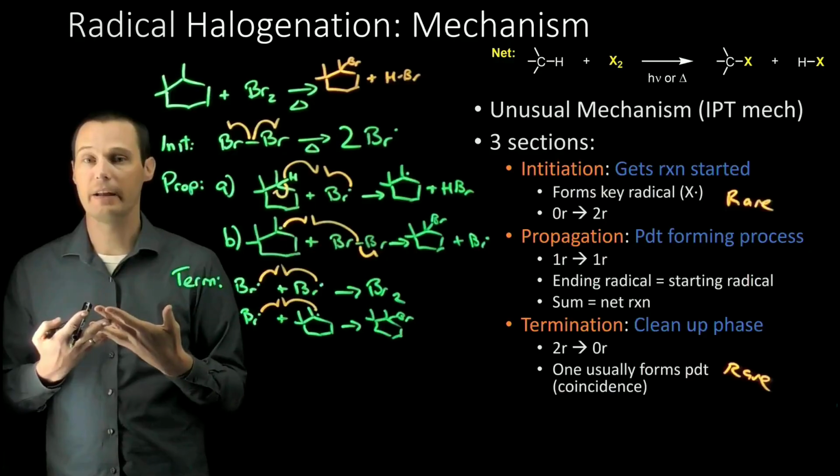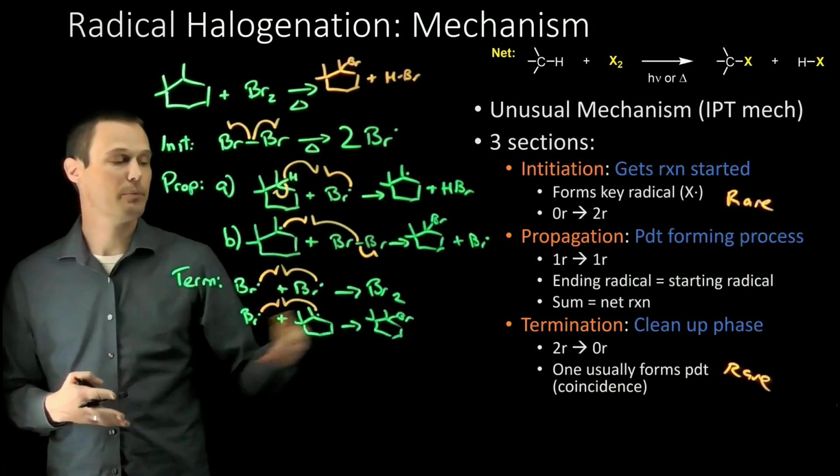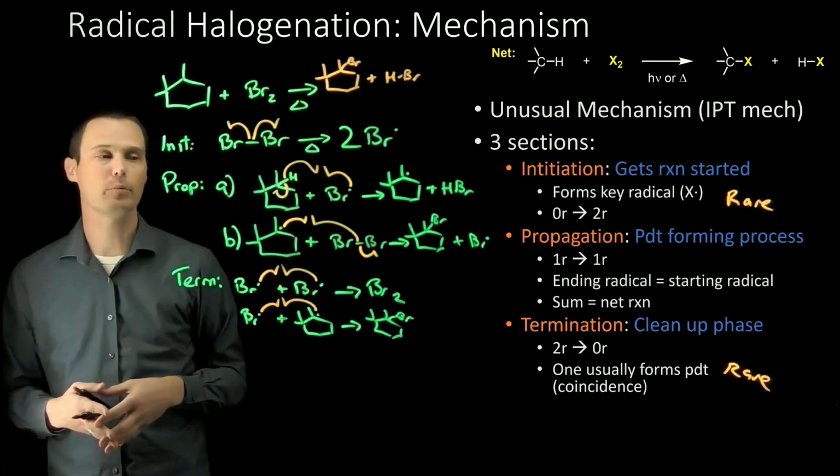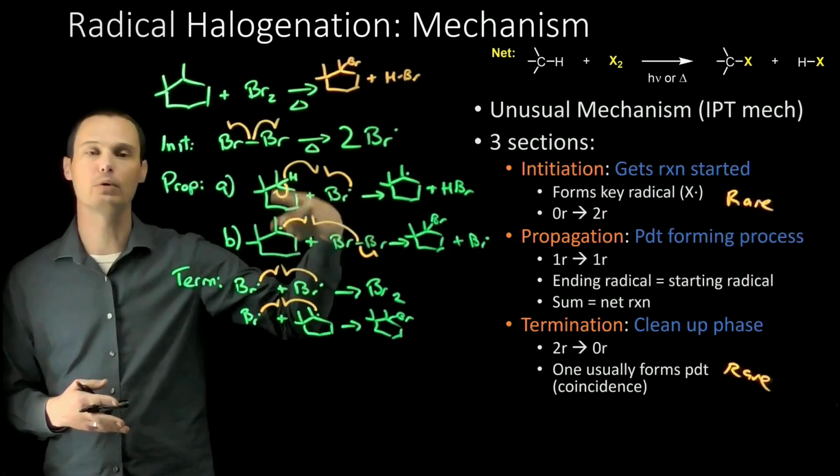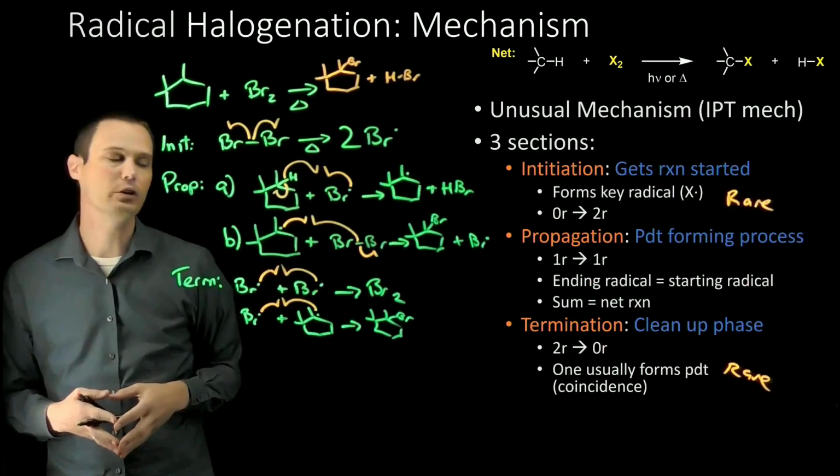2 radicals actually finding each other and forming a bond is relatively rare, so this process does not form the bulk of the product. The bulk of the product forms in the propagation sequence as this cycle happens over and over and over again for every 1 initiation event.